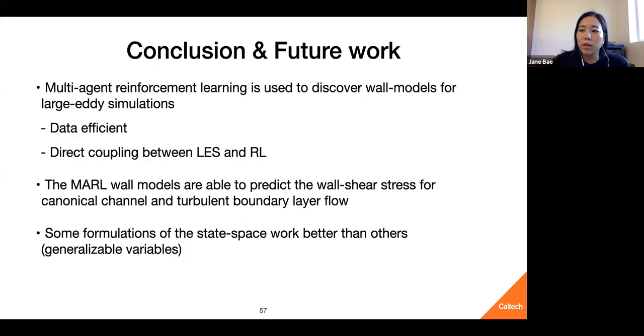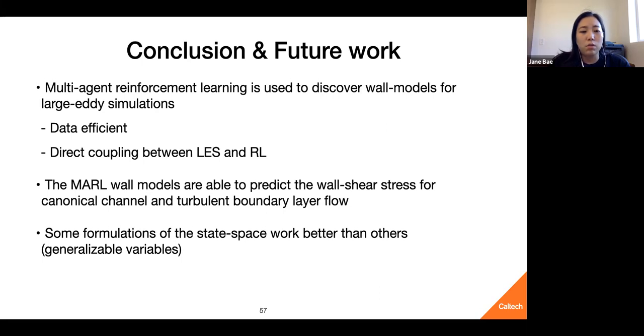So that was all that I wanted to share with you on this research. To conclude, we use multi-agent reinforcement learning to discover wall models for large-eddy simulations. This is a more data efficient way, and there's a direct coupling between the LES grid and reinforcement learning, which wouldn't be true if we were to use supervised learning. The multi-agent reinforcement learning wall models were able to predict the wall shear stress for canonical channel and turbulent boundary layer flows. And we've observed that some formulations of the state space work better than others.